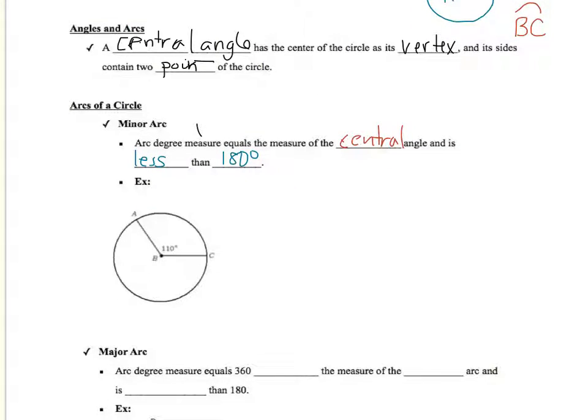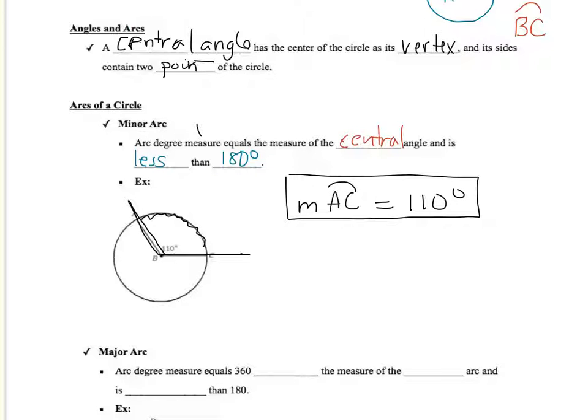So if we look at this example, we have this central angle ABC, and it is 110 degrees, and the arc it cuts out would be this arc right here. So we can say the measure of arc AC, which in this case is that arc cut out by 110, is simply 110, because the measure of the central angle is the same measure as the arc.